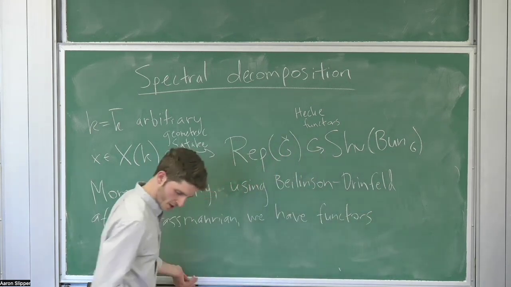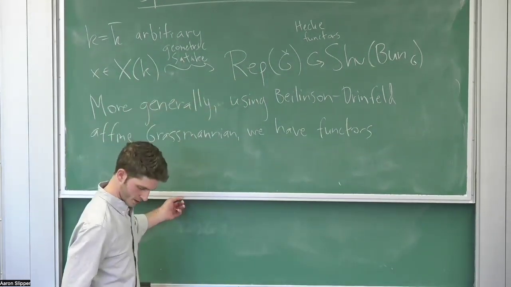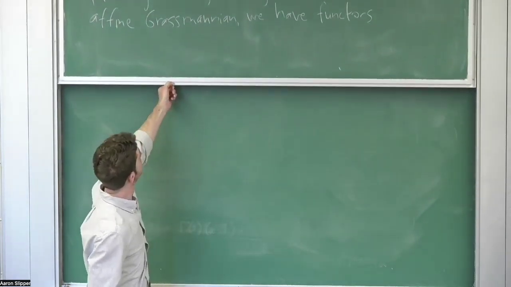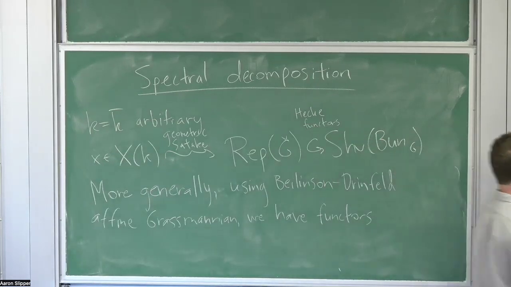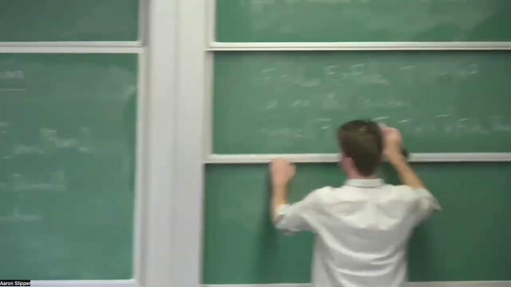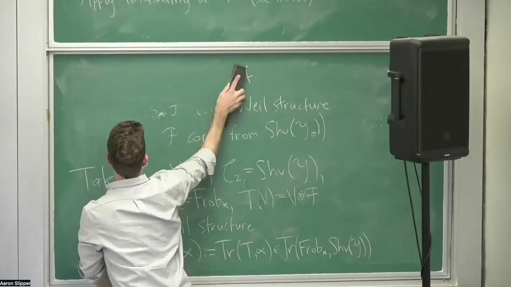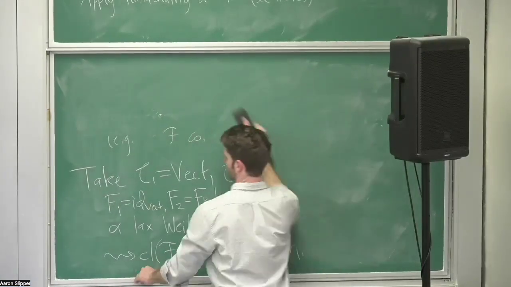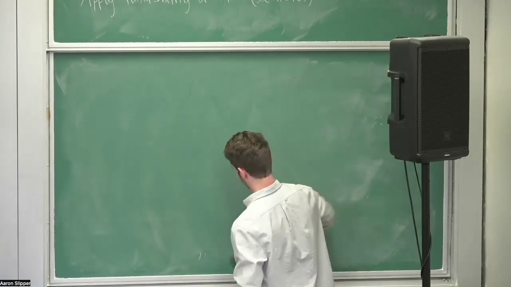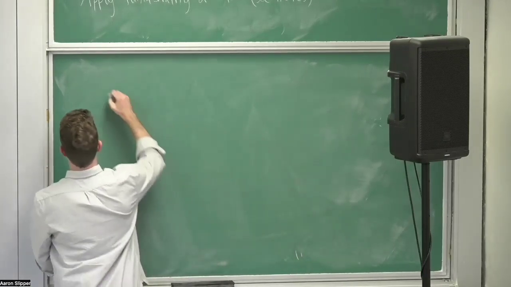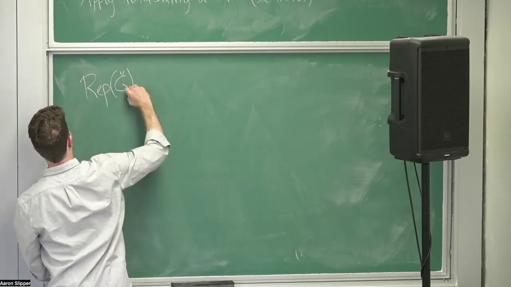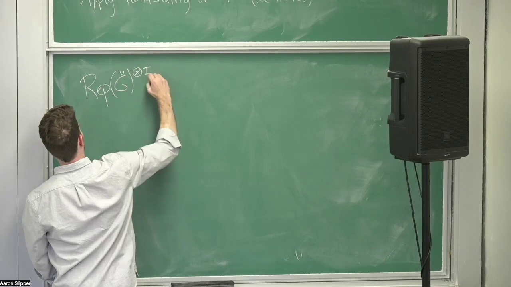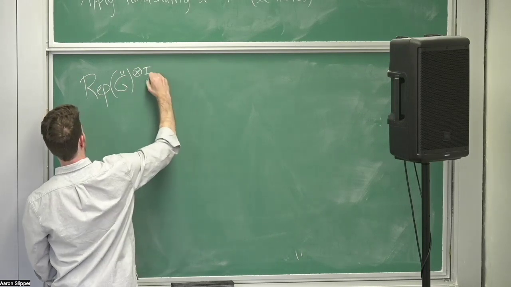So we have functors as follows. So what this actually buys us is the following. Here I is going to be an arbitrary finite set.